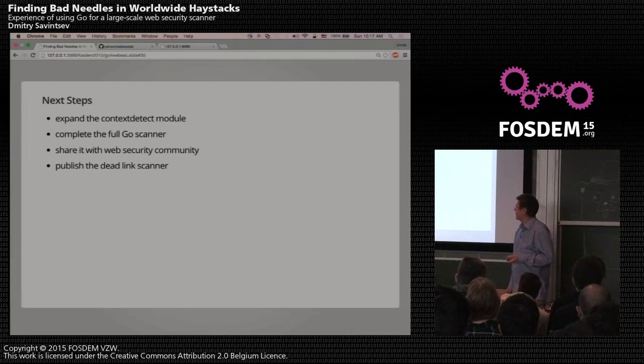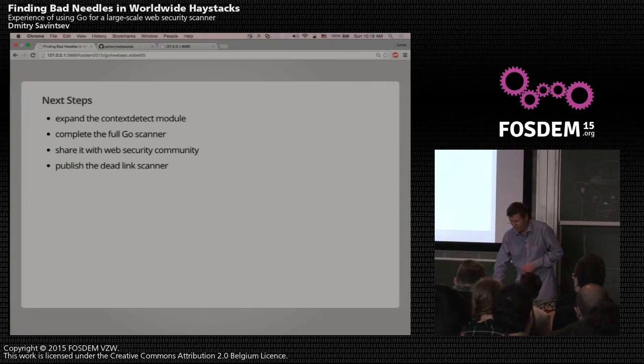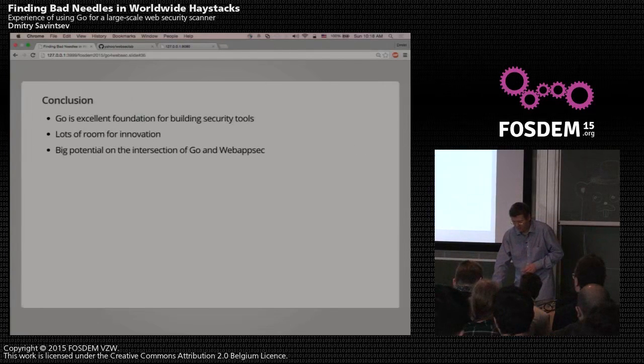So the next steps: expand the context detector and convert it also to the full Go scanner. Currently, it has some legacy pieces that interact with Go. Also share it with the web security community to promote Go among security people. And I hope to publish the deadlink scanner.